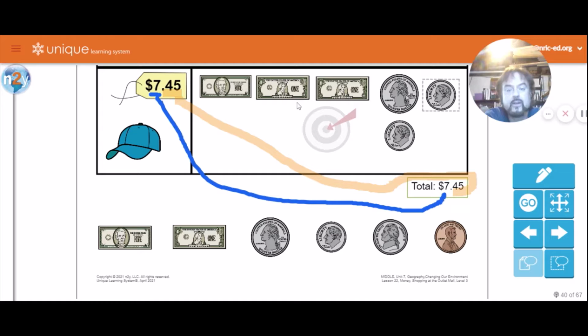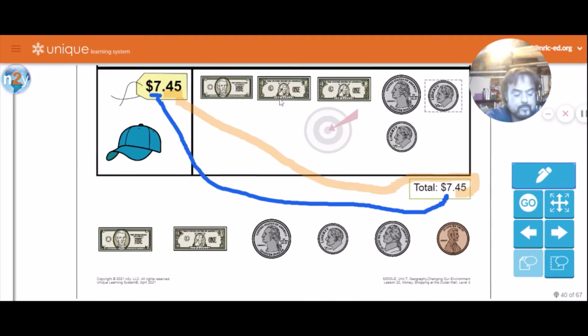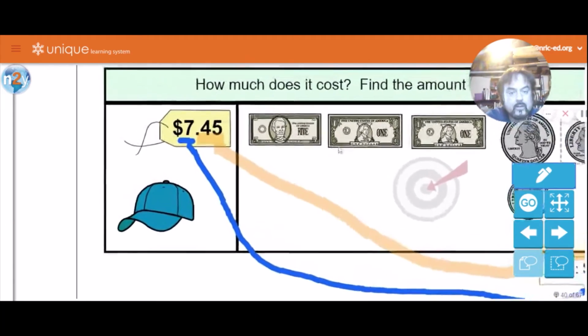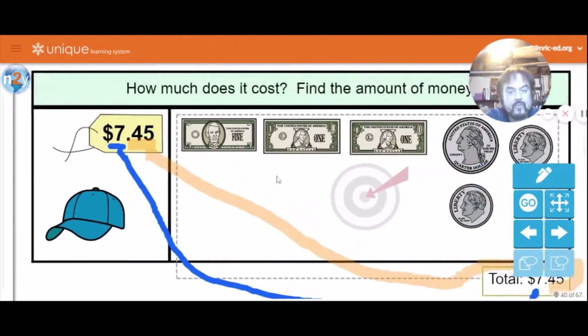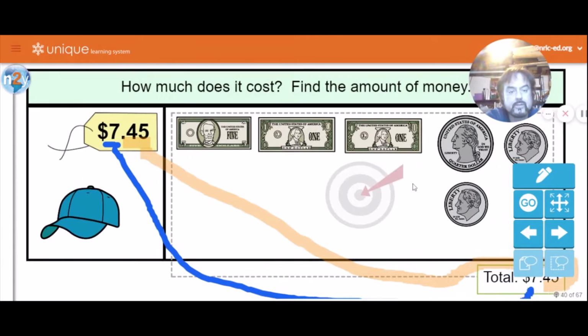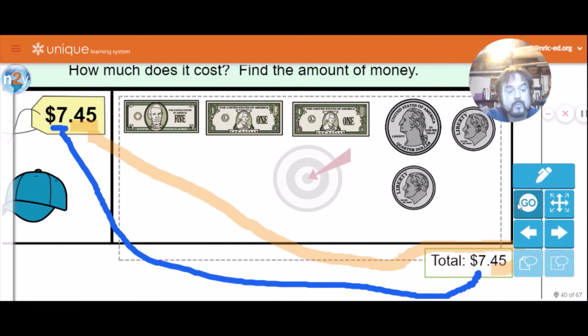Okay, so $7.45. That's what it looks like. A $5 bill, a $1 bill, and another dollar. A $5 bill, two $1 bills, a quarter, and two dimes.